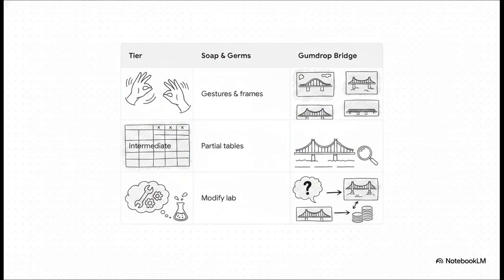Now we know your classrooms are diverse, so consider this your screenshot-worthy cheat sheet for supporting emergent bilingual students across both of these labs. For your beginning language learners, utilize lots of physical gestures during the SOAP prediction and show them actual photos of real bridges before they even start building. For your intermediate learners, try providing partially completed observation tables and labeled diagrams. That way they can focus on the core concepts, not just vocabulary retrieval.